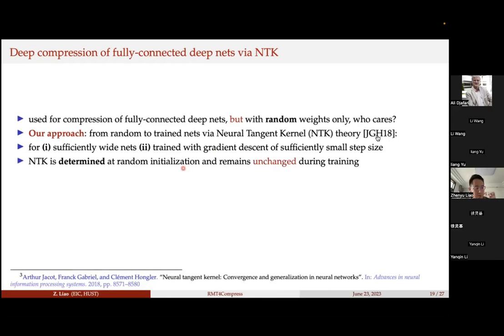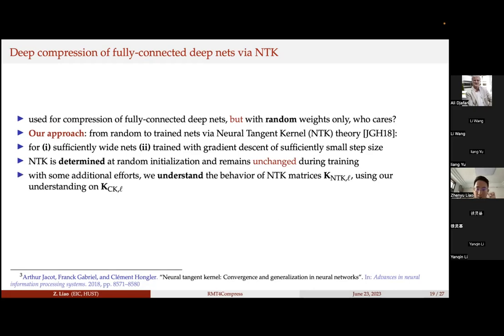Then this paper and a few follow-up papers have shown that they introduce a neural tangent kernel. This NTK is determined only at random initialization and remains unchanged during training. It's called the NTK, and it's fixed at random initialization. As long as you know what's happening at random initialization, you know everything. It's not going to change during training, and you have something that you know after training.